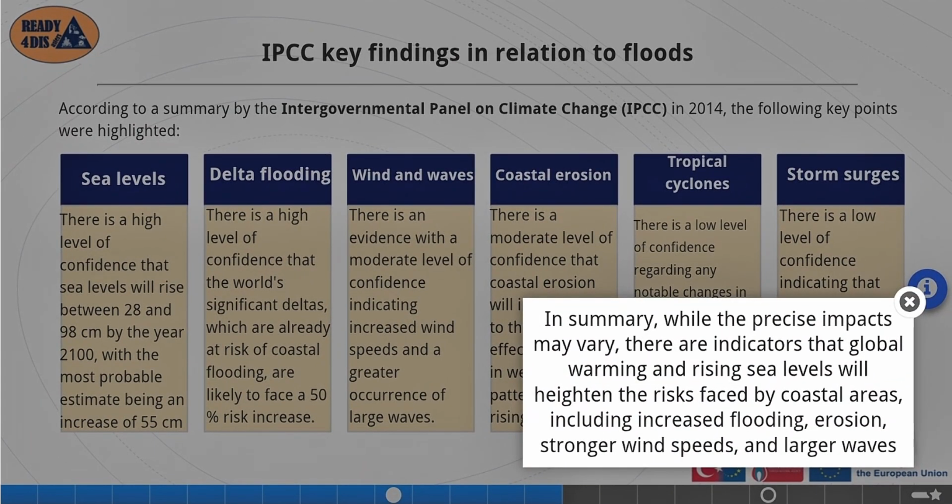In summary, while the precise impacts may vary, there are indicators that global warming and rising sea levels will heighten the risks faced by coastal areas, including increased flooding, erosion, stronger wind speeds, and larger waves.